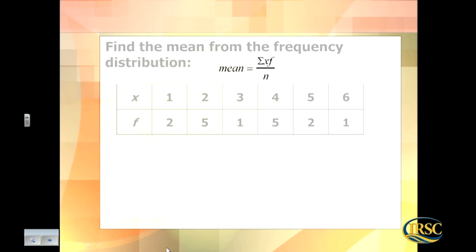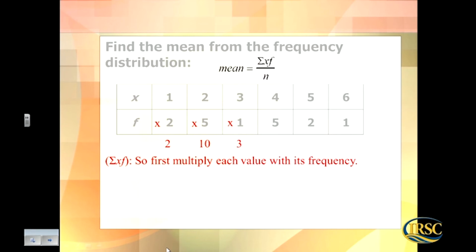Multiply. Good. So multiply your x value with your f value, the data value with the frequency, the number of times that it happened. Okay, so let me illustrate that in here. So 1 times 2 is 2, 2 times 5 is 10, 3 times 1 is 3, 4 times 5 is 20, 5 times 2 is 10, and 6 times 1 is 6. So notice that you can use your chart to your advantage and just use it to find all these numbers.